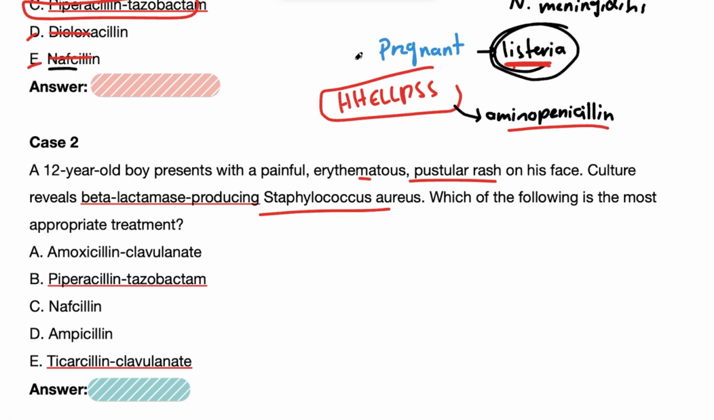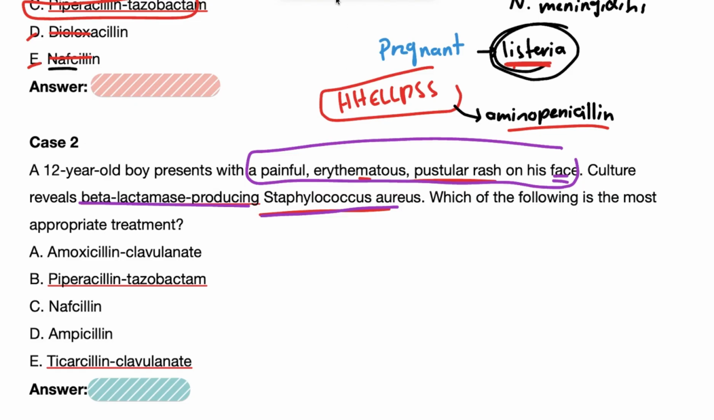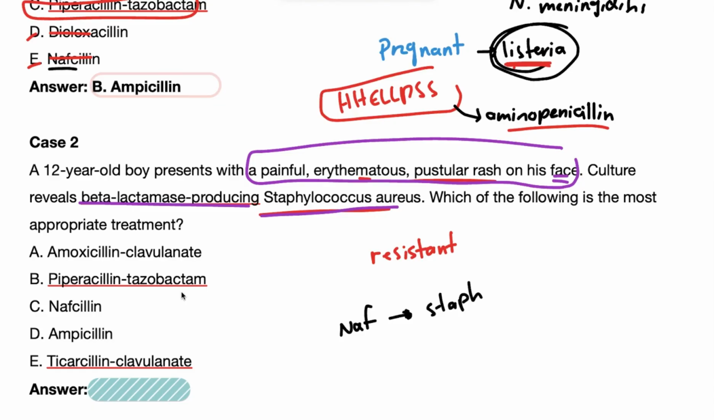So here, again, we look at the symptoms of this patient. They presented with skin infection, and they have Staph aureus, and it's β-lactamase producing, meaning that for this bacteria, we need a Penicillinase-resistant penicillin. And we said that these include Ticarcillin, Oxacillin, and Nafcillin. But what I want you to remember is that we use Naf for Staph. And therefore, our answer here is Nafcillin.